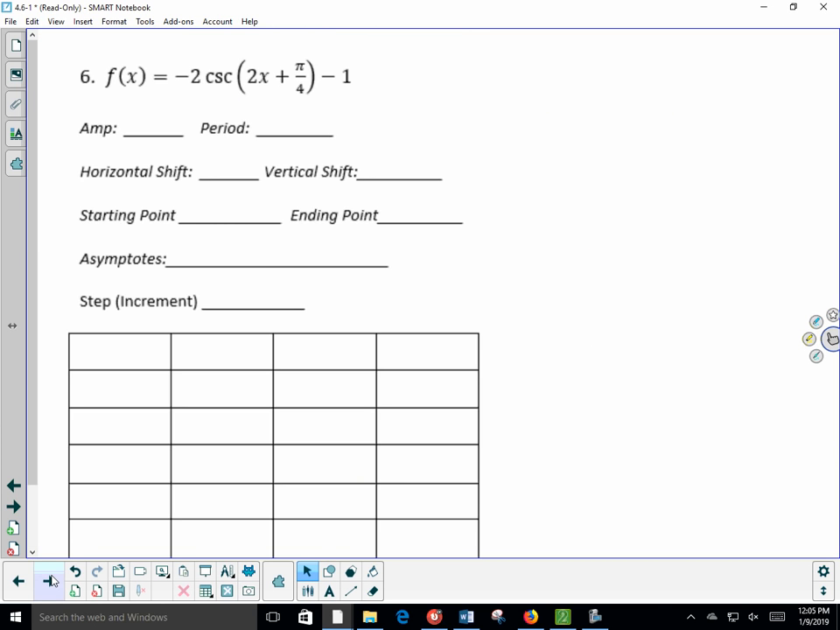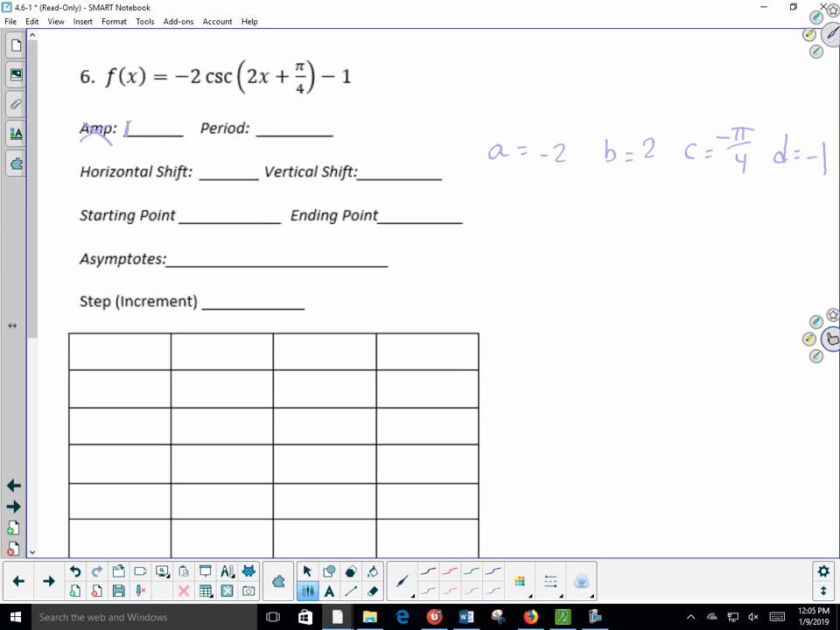All right? And I think, yeah, I got one last one for you. So let's do this one together. This one I gave you the whole kit and caboodle. We've got A is negative 2, B is a positive 2, C is a negative pi over 4, be careful on that one, and D is a negative 1.